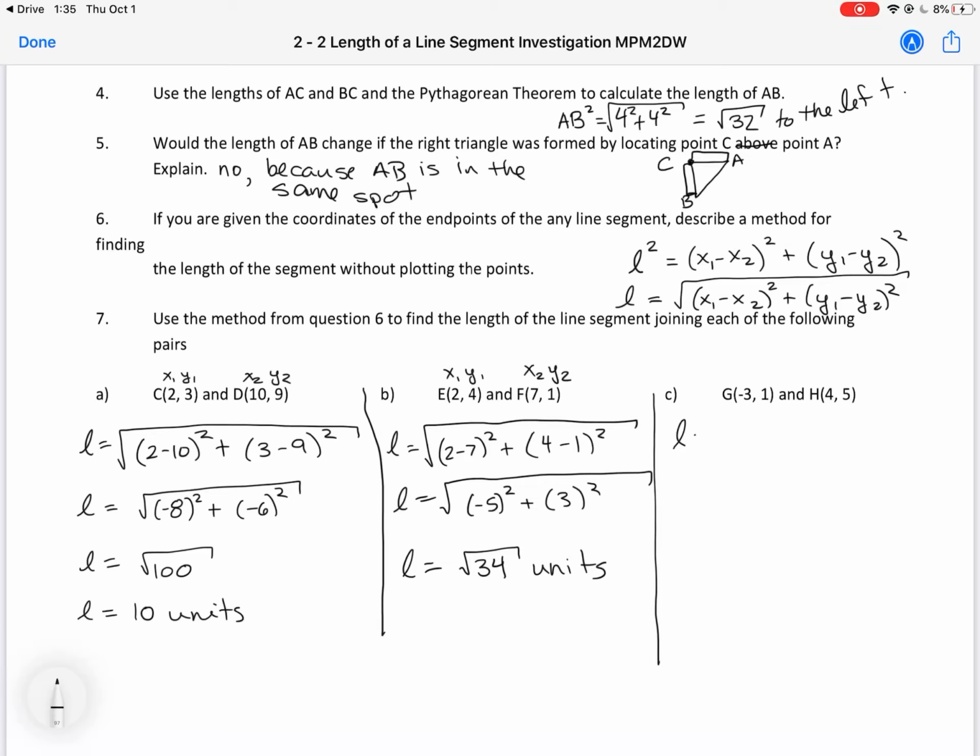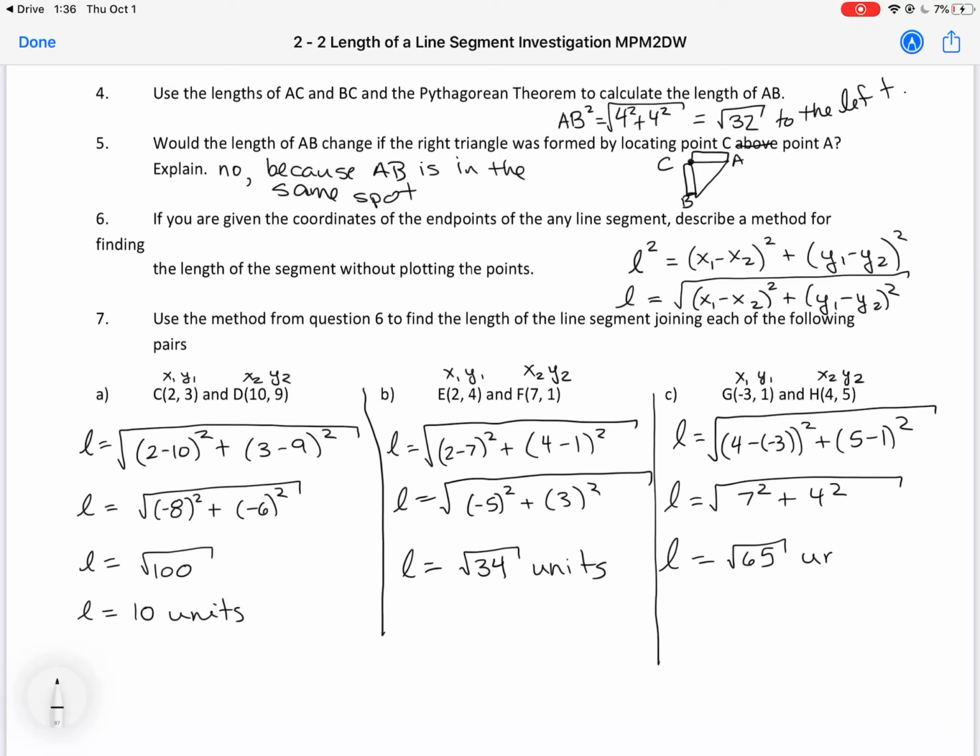Our final example is G, x1, y1, and H, x2, y2, and we're going to put those into our formula. 4 minus 3 squared plus 5 minus 1 squared, which simplifies to 7 squared plus 4 squared, which would give us 49 plus 16, which simplifies to root 65. You can leave as an exact answer or simplify further using your calculator. This formula is the key piece to take away from this investigation.